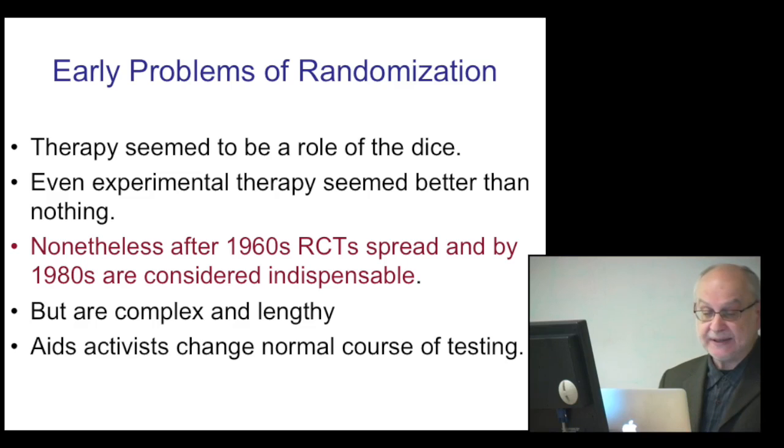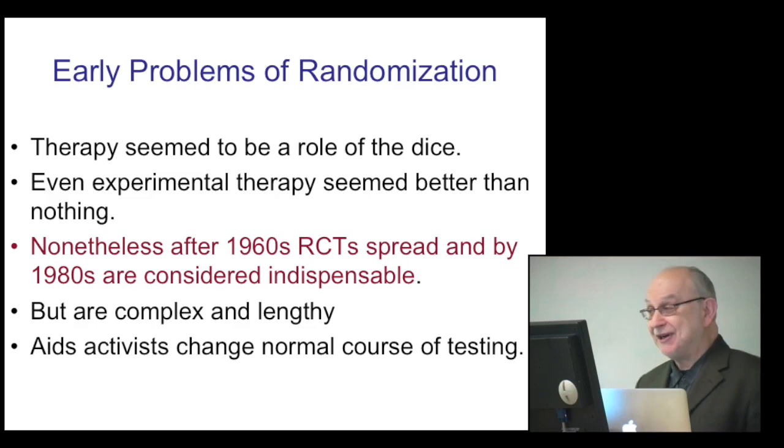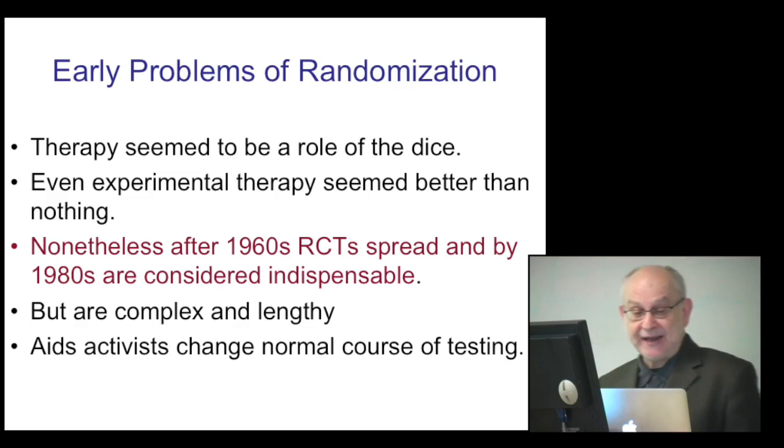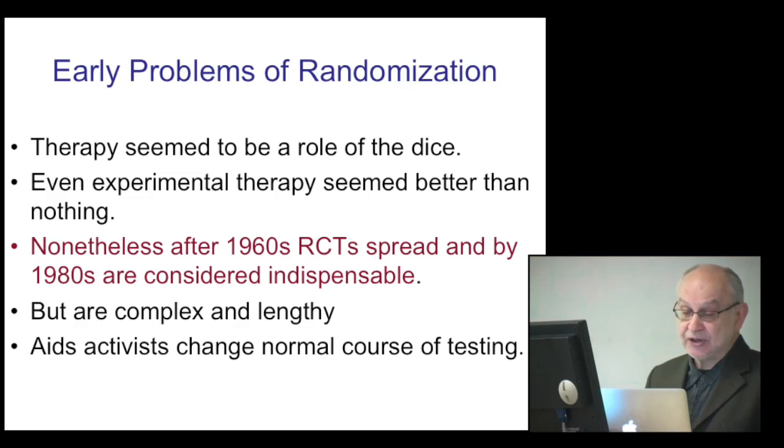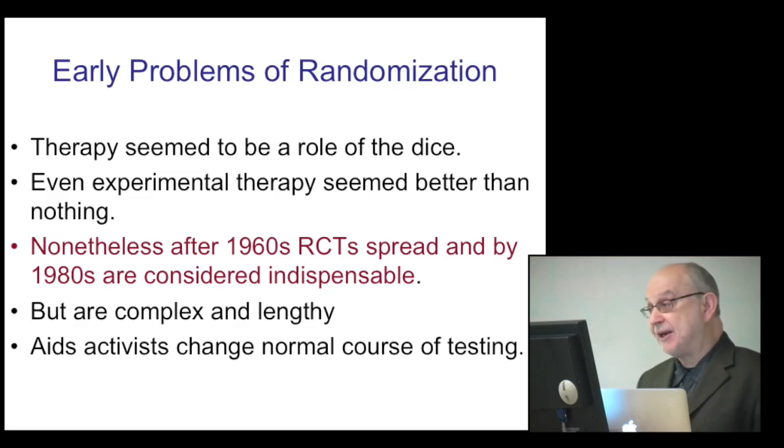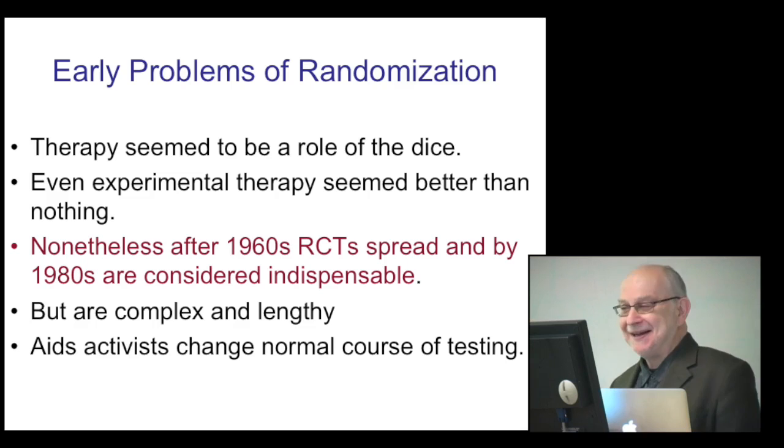indispensable. But unfortunately, they're also very complex and very lengthy and unsuited to moments of great crisis, which the AIDS crisis was. And as many of you know, the AIDS activists were successful, at least in the case of AIDS testing, in changing the normal course of testing. Now, clinical trials are extremely complicated. I'm sparing you some organograms that I sometimes show in order to describe the complexity of clinical trials.